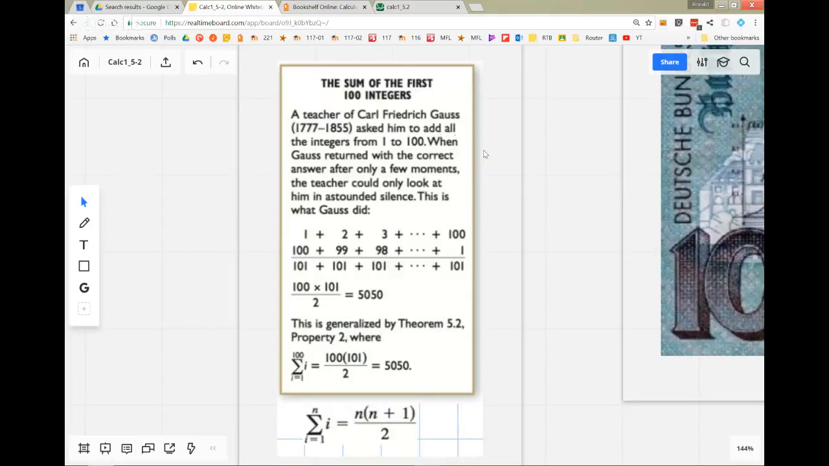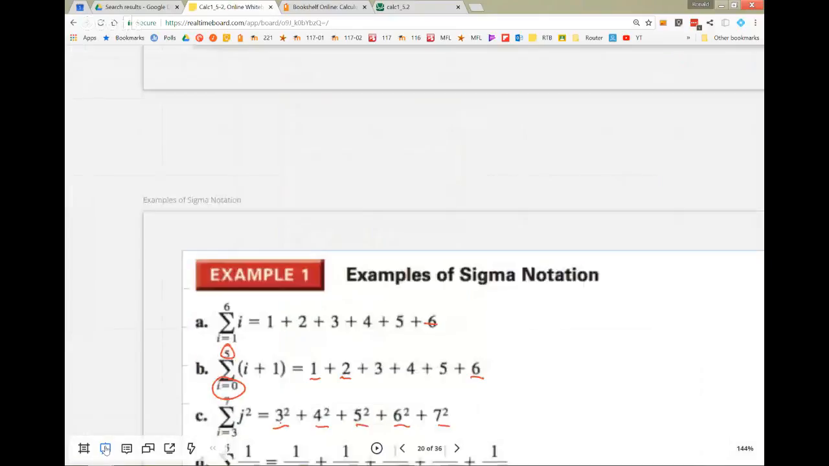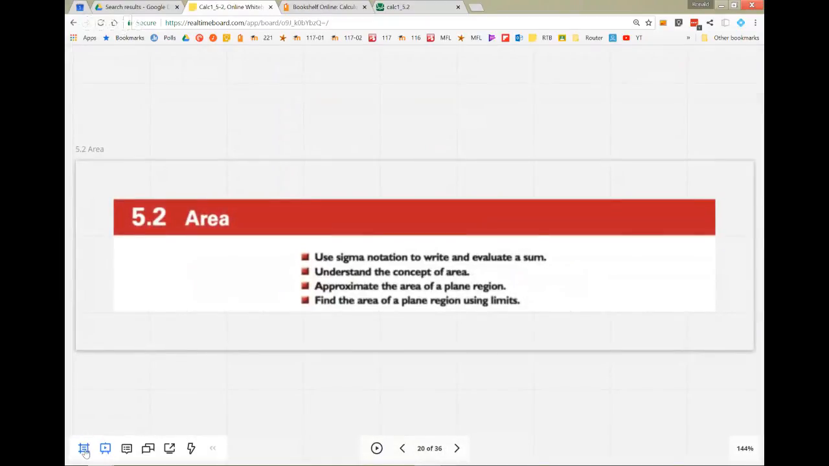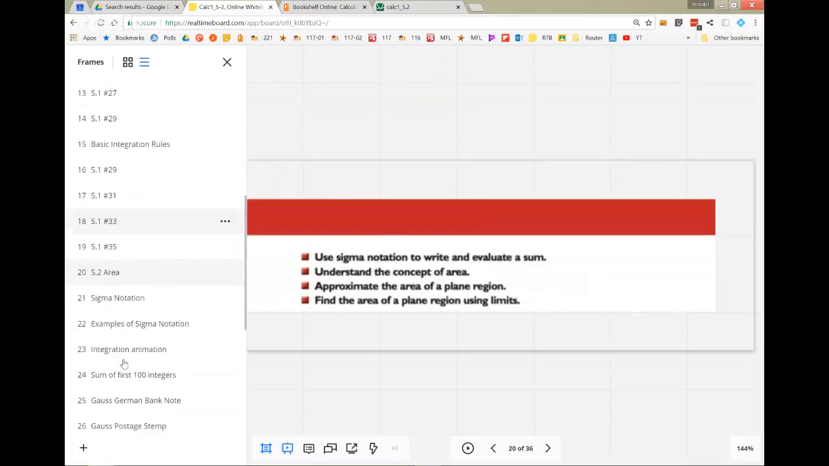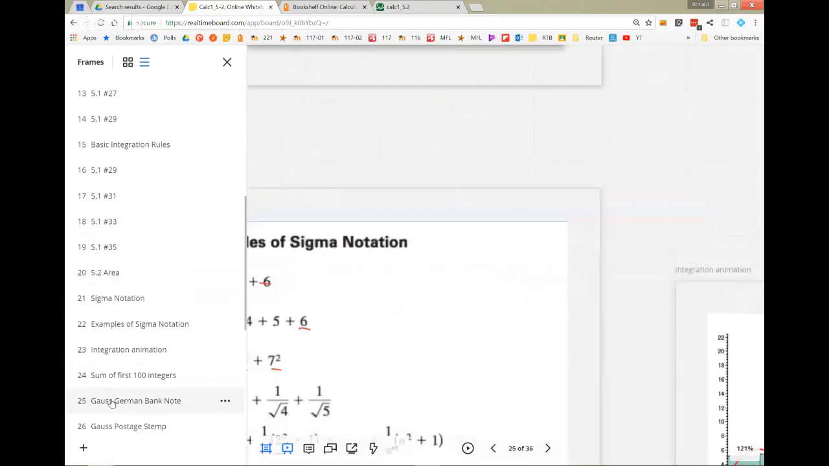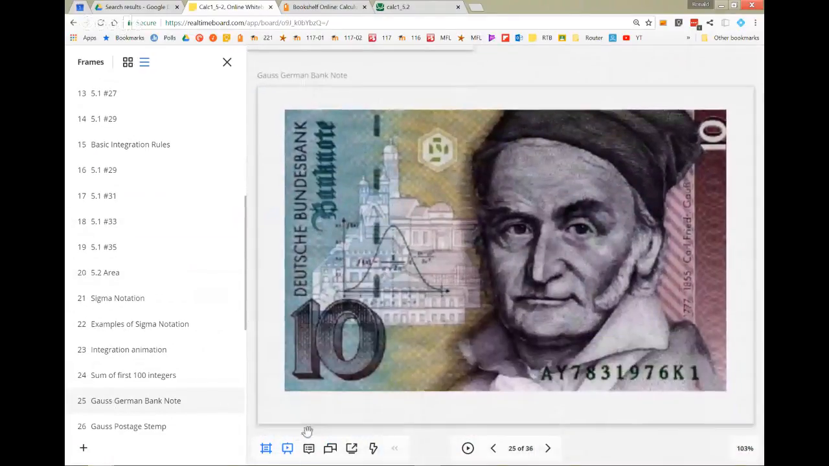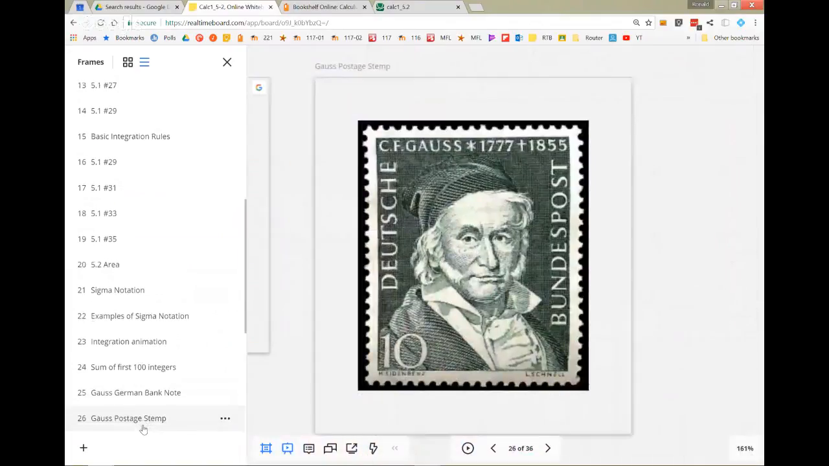By the way, Gauss, famous mathematician, and yesterday was his birthday. I know this sounds silly, but that's a big deal. Gauss, famous, he's the guy that discovered the normal distribution curve that you see here on the left, that famous bell curve. And he discovered many things. He's called the Prince of Mathematicians. This is a German banknote in his honor. And here is a postage stamp.